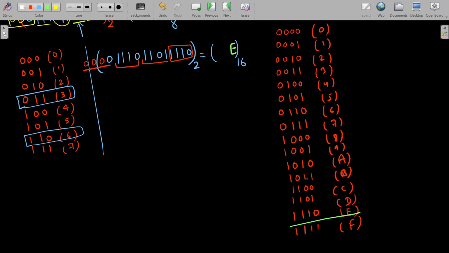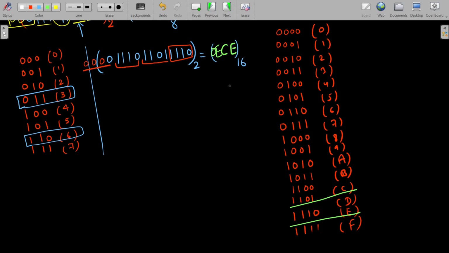Next, 1101. See this, that is C. So you should write C. And next, 1110, again E. So you should write E. And at the end, you have 0, so you should write 0. So this is the hexadecimal equivalent of this binary number.